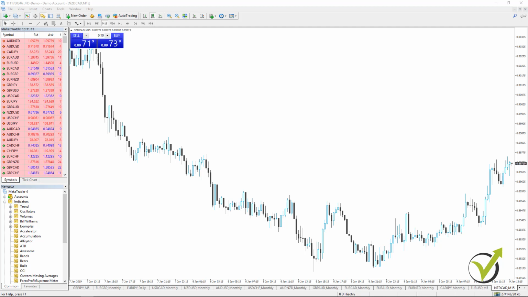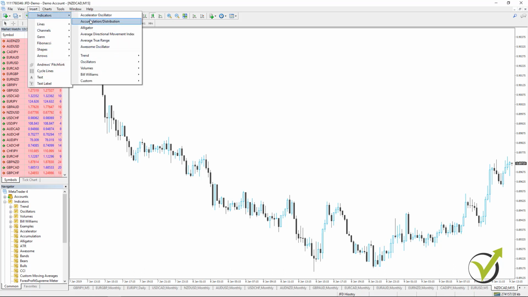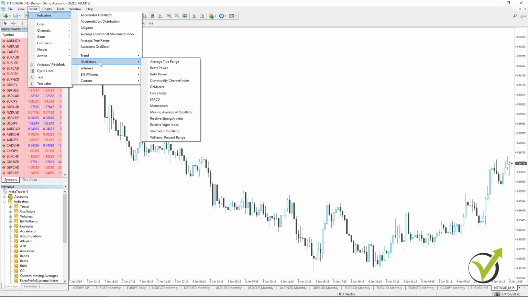These are indicators that show price deviation from its average value. Okay, so we have I think 12 indicators in MetaTrader as oscillators. So let's see: 1, 2, 3, 4, 5, 6, 7, 8, 9, 10, 11, 12. Actually they are 13. Alright, 13 oscillators.